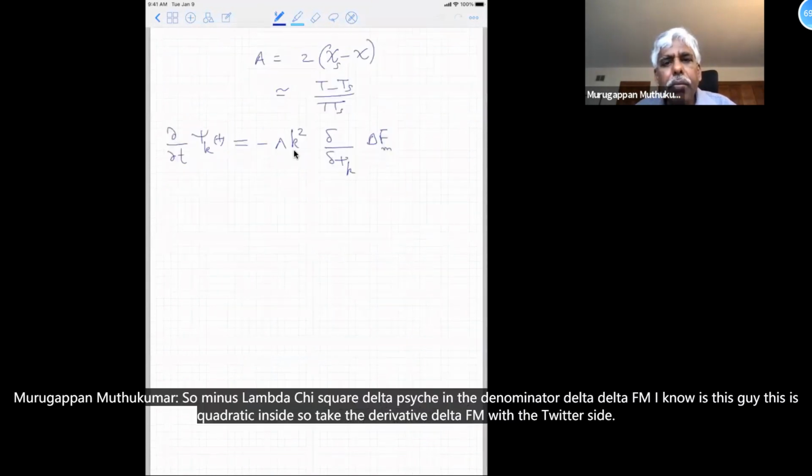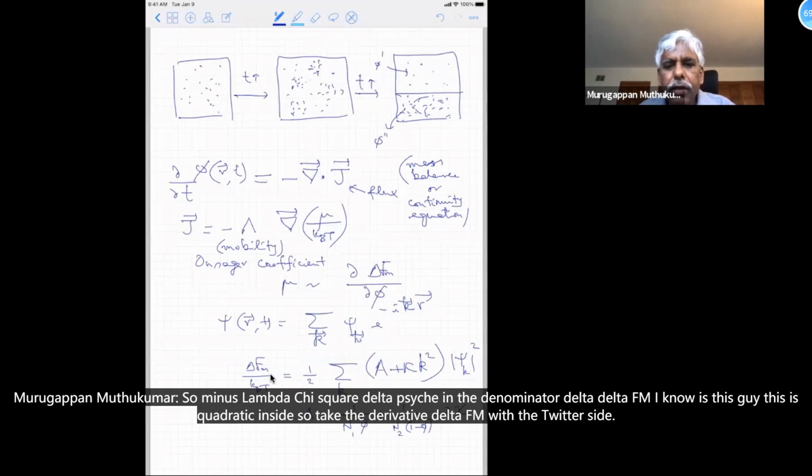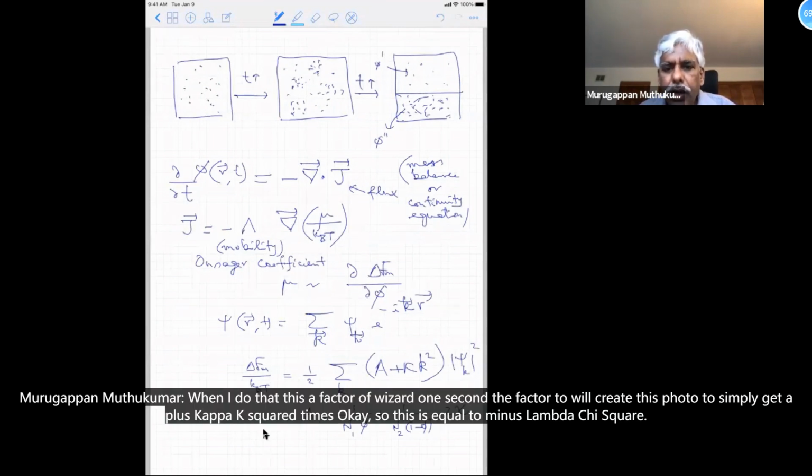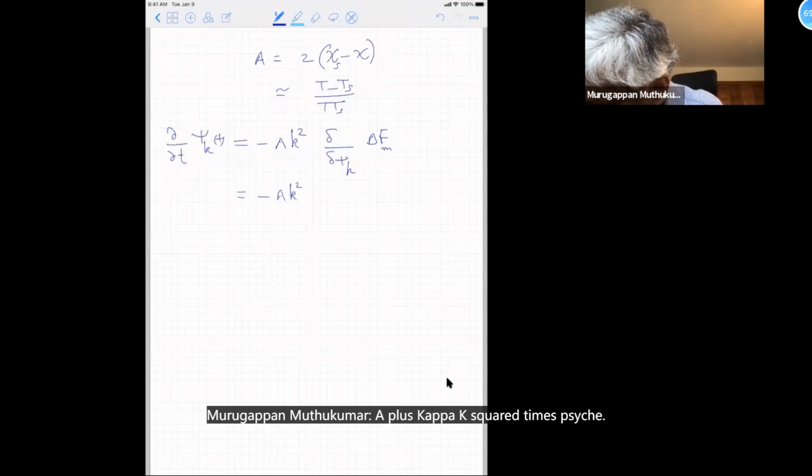So minus lambda k squared, delta over delta psi k of delta Fm. And delta Fm, I know, is this. This is quadratic in psi. So I take the derivative of delta Fm with respect to psi k. When I do that, the factor of 2 will cancel this factor of 1/2. So I simply get A plus kappa k squared times psi k. So this is equal to minus lambda k squared times (A plus kappa k squared) times psi k.